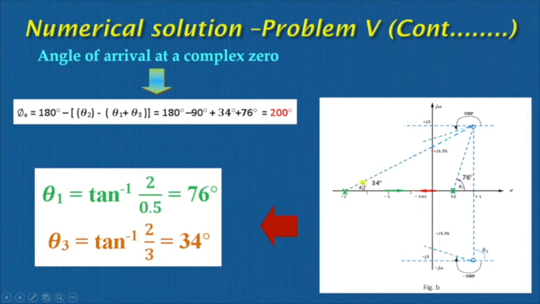And then calculate theta 3. Theta 3 is tan inverse of y by x, where y is 2 and x is 1, 2, 3. That means tan inverse 2 by 3. So this angle is 34 degrees.